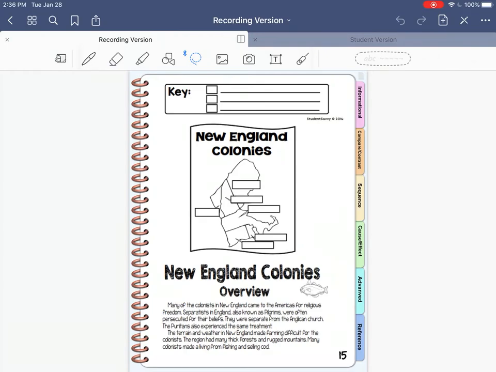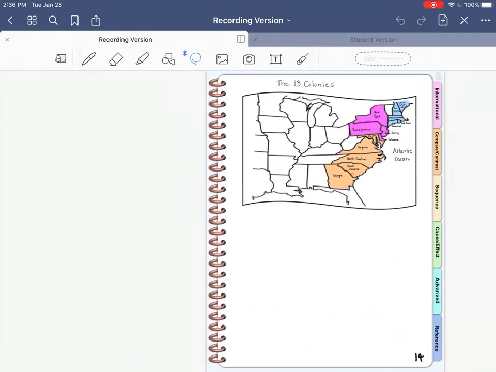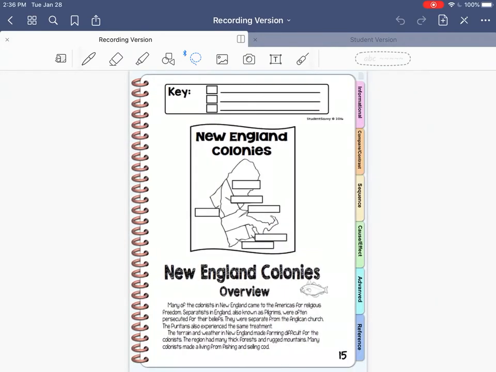I want to remind you that these items were purchased from a blog called Student Savvy, and these may not be duplicated in any way. I purchased the license to use them in my classroom, but I cannot duplicate them or sell them, reproduce them in any way. So you do not have permission to do that.